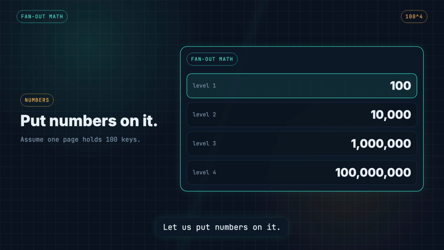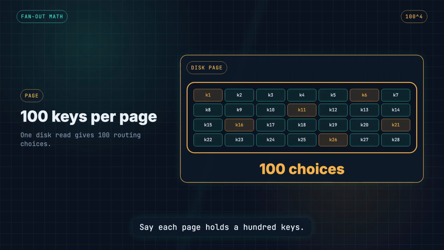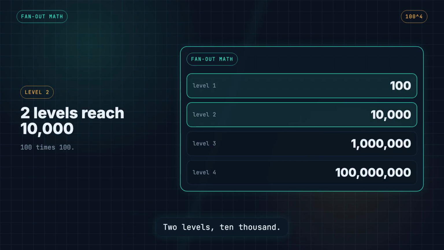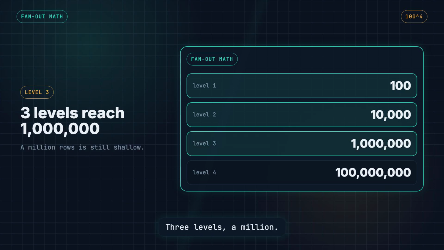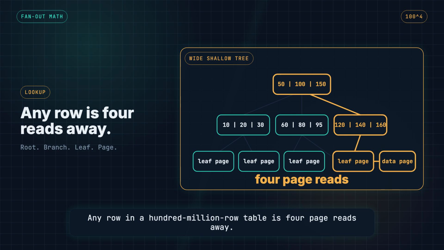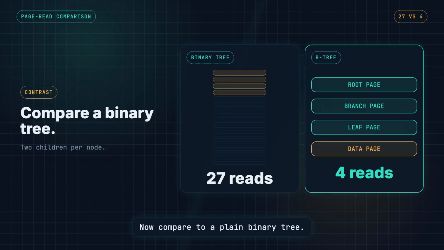Let's put numbers on it. Say each page holds 100 keys. 1 level points to 100 places. 2 levels, 10,000. 3 levels, 1,000,000. 4 levels, 100 million. So any row in a 100 million row table is 4 page reads away. There's your 2 milliseconds.